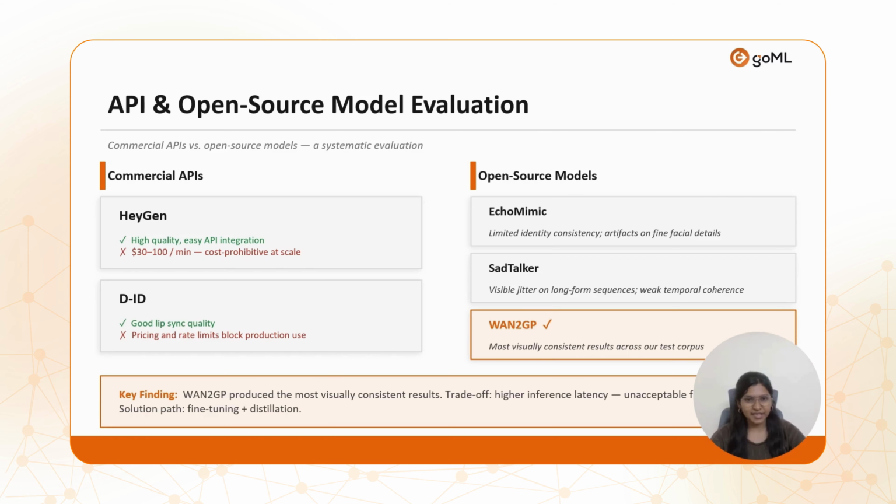Next, D-ID offered good lip sync quality, which was promising. However, their pricing structure and rate limits would block production use. We needed something we could scale without hitting API quotas or burning through budgets.